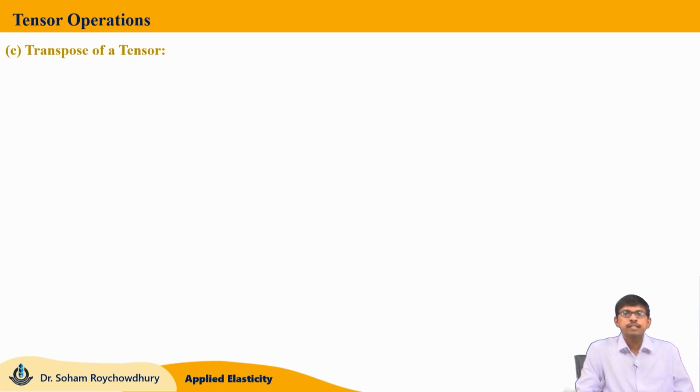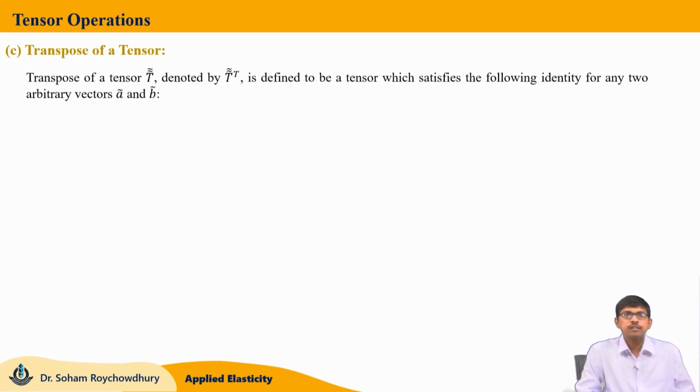Now, coming to the transpose of a tensor. The transpose of any tensor T, which is denoted by T transpose, with another capital T written as the superscript, is defined to be a tensor which satisfies the following identity for any two vectors A and B. If A dot T acting over B can be written as B dot T transpose acting over A, then T and T transpose are the transpose of each other.